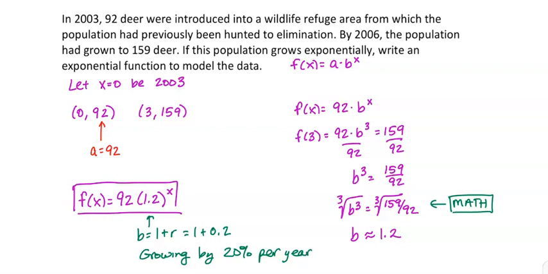So your value of b, when you're writing your exponential function, tells you 1 plus our growth rate. So 1 plus 0.2 tells us that this population of deer, starting at an initial population of 92 deer, is growing at a rate of 20% per year.